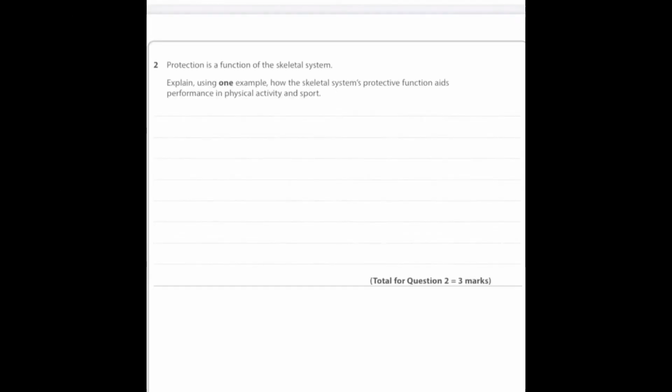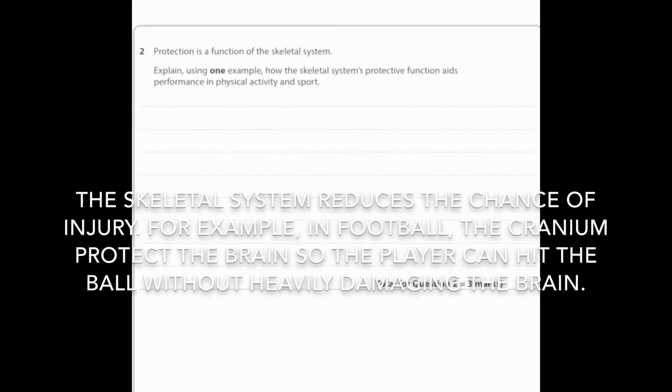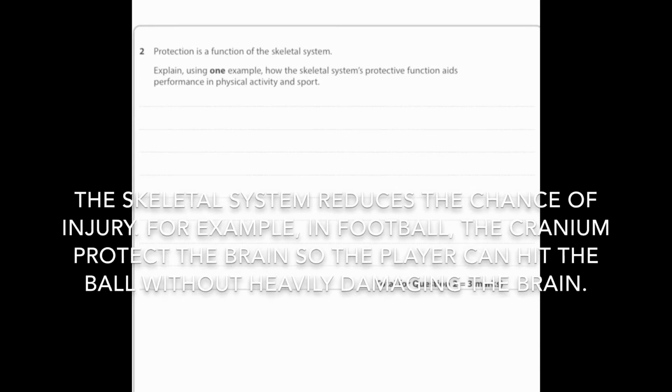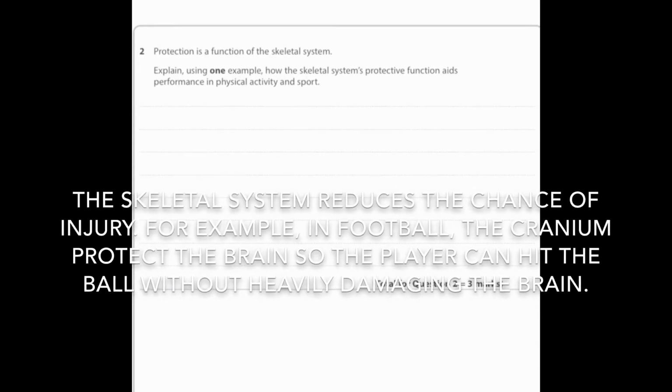Okay, so let's move on to question 2. As I said, this section is long answer questions. So, protection is a function of the skeletal system. Explain, using one example, how the skeletal system's protective functions aids performance in physical activity and sport. So, what I would put for this answer is: The skeletal system reduces the chance of injury.